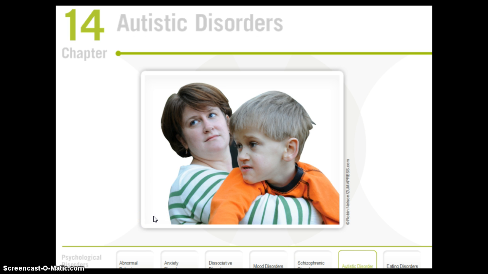Autistic disorders. Autism is characterized by profound impairment of social interaction and communication and severely restricted interest in activities. These symptoms are apparent by the age of 3. Since the 1990s, we have seen an increase in the rate of about 4 times that of before the mid-90s in autism. Autism is currently found in about 1% of the population.